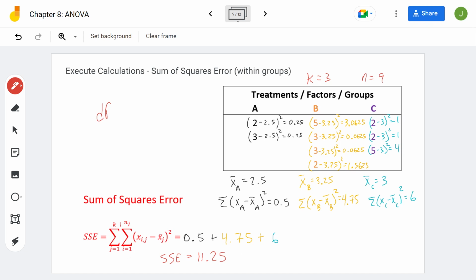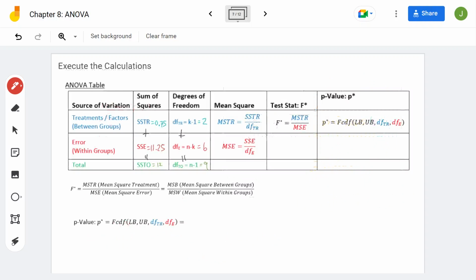So our degrees of freedom error is equal to 9 minus 3. Our degrees of freedom error are equal to 6. All right, so we've got the first part of this done. So like I said, all I have to do is give you any 2 sum of squares, any 2 degrees of freedom, and everything else in the table you should be able to calculate.